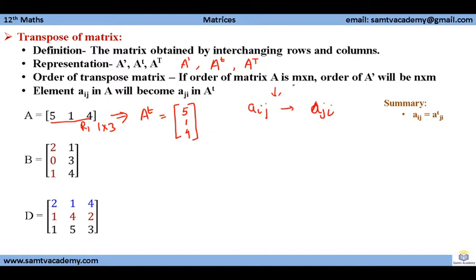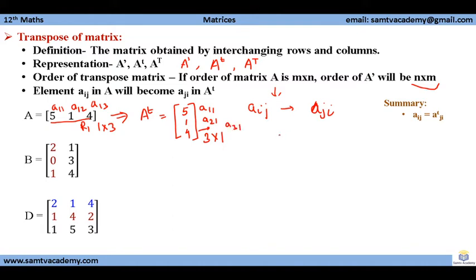Now what we have said is that the order will be changed into n by m. So here there are three rows, so 3 by 1. So the order has changed. And what will the element become? Element aij will become aji. So here, what is the location of this element? This is a11, this is a12, this is a13. So what has it become? This stays first row, first column, this is second row, second column, and this has become third row, first column.